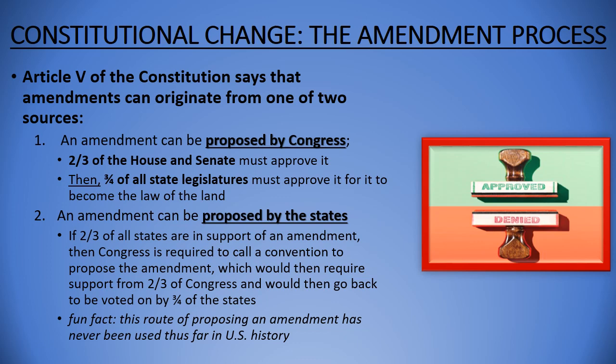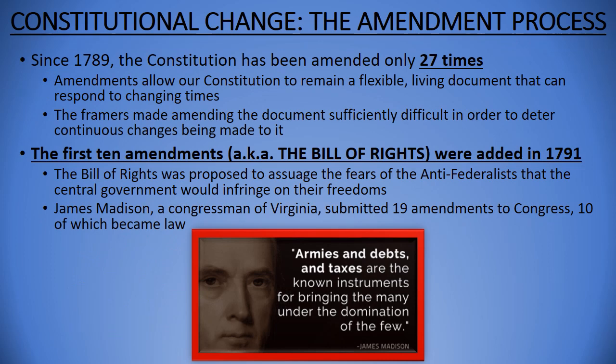There is a second way that amendments can be proposed. This way has actually never happened in U.S. history so far, but amendments can also be proposed by the states. So if 2/3 of all the states support an amendment, then Congress is required to bring that amendment to the floor and vote on it. And then kind of the whole process starts back at number 1, 2/3 of your House, 2/3 of your Senate has to approve it, and then it would go back to the states to be voted on, and 3/4 of the states would have to agree. So as you can see, the framers made changing our Constitution possible, but it's definitely not an easy process either way.